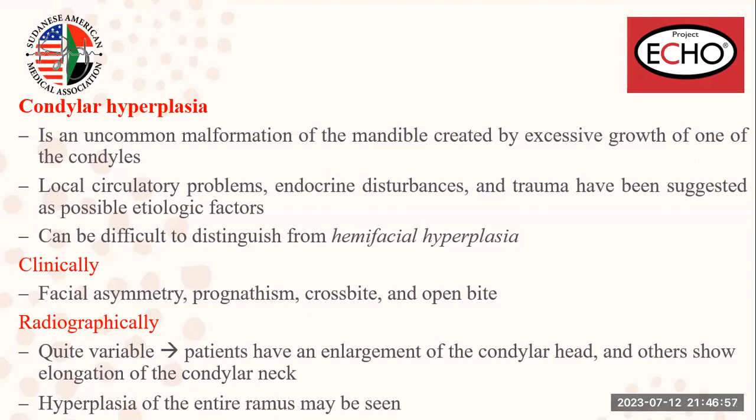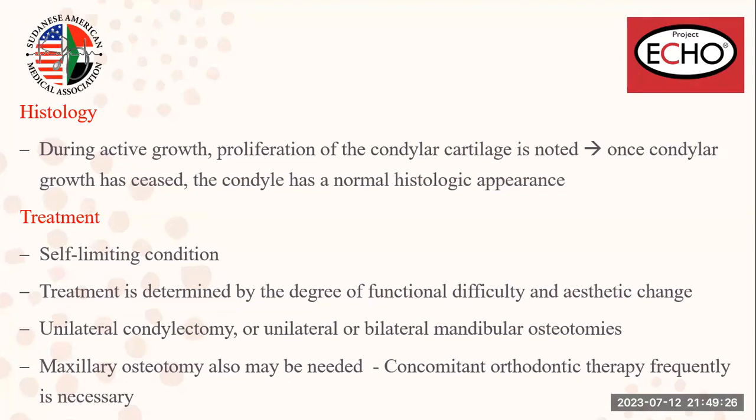Hyperplasia of the entire ramus has also been reported before. That might be part of the condition as well. If we look at the histology, during the active period of the condition, there is proliferation of the condylar cartilage, and this is evident histologically. But once the condylar growth has ceased, the condyle has a normal histological appearance of cartilage. There is nothing different from the normal condition. So it depends at which stage the patient is presented in the clinic.